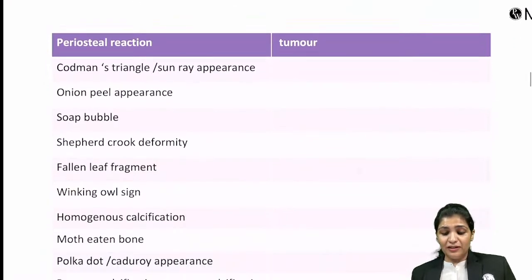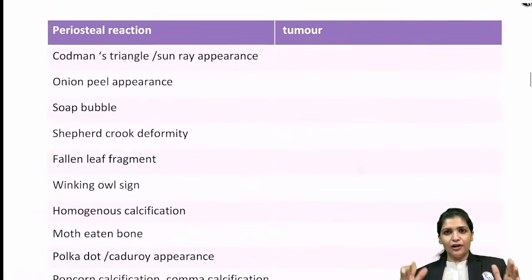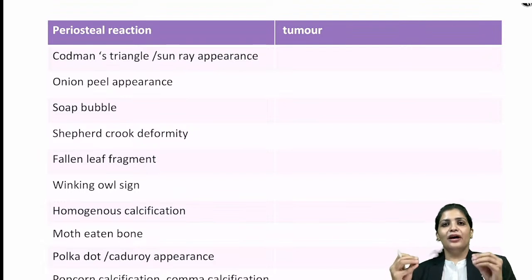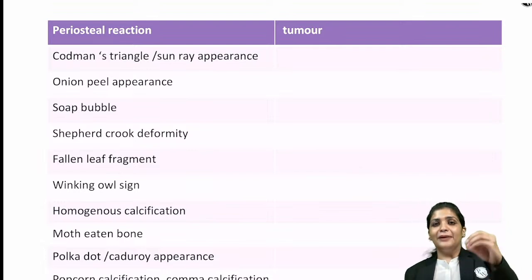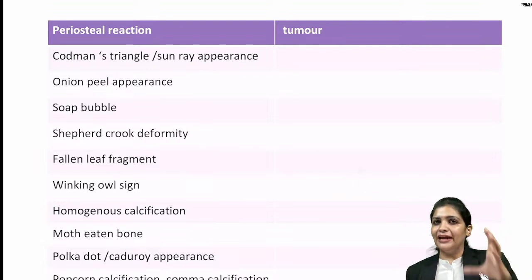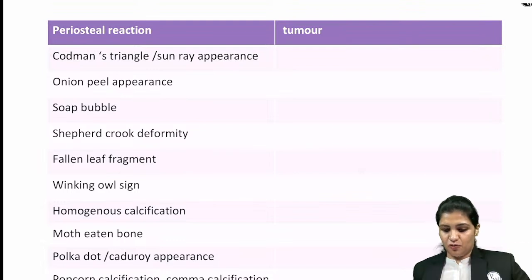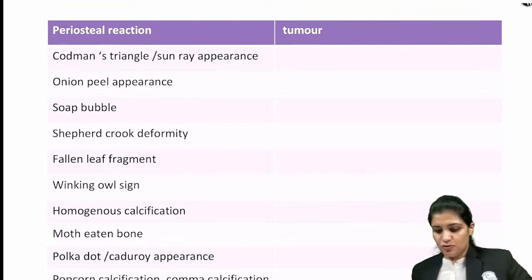And one more thing, once you are aware of the cell of origin and the location, then you have to look for the periosteal reaction. There are certain important periosteal reactions for certain specific tumors, and based upon these periosteal reactions you can answer which tumor it belongs to. So let's make a quick answer to this table.